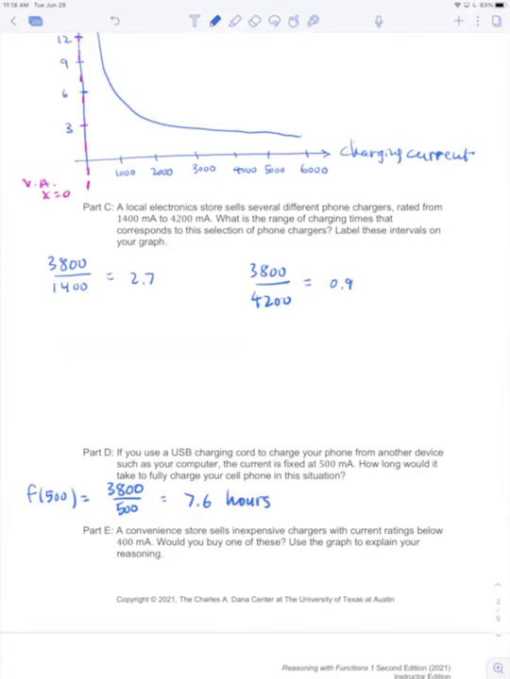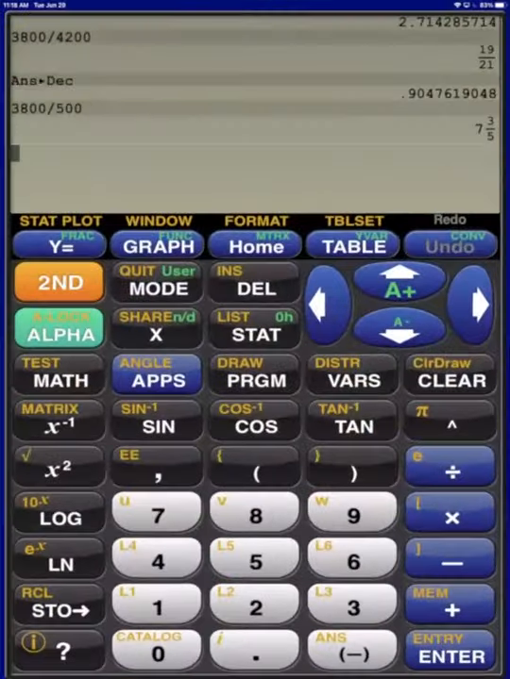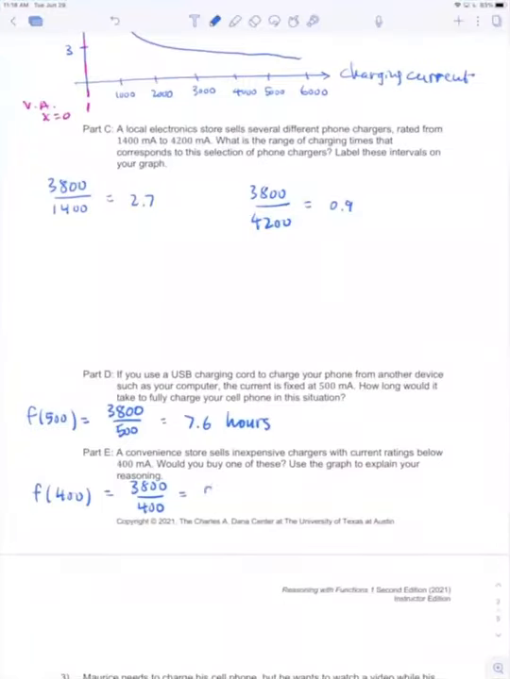Part E, a convenience store sells inexpensive chargers with current ratings below 400 milliamps. Would you buy one of these? Let's see, below 400. Well, it's going to take an incredible amount of time to charge your phone. So even if we use 400, f of 400, 3,800 over 400, nine and a half hours. Wow. Maybe not the best.